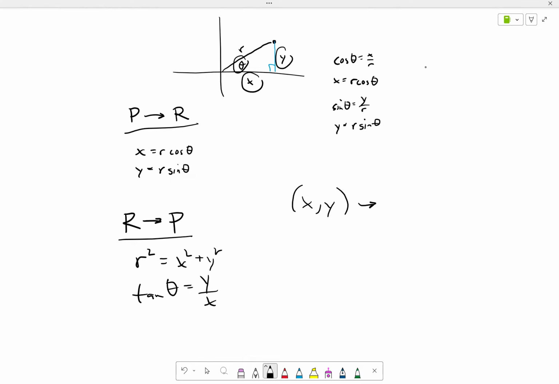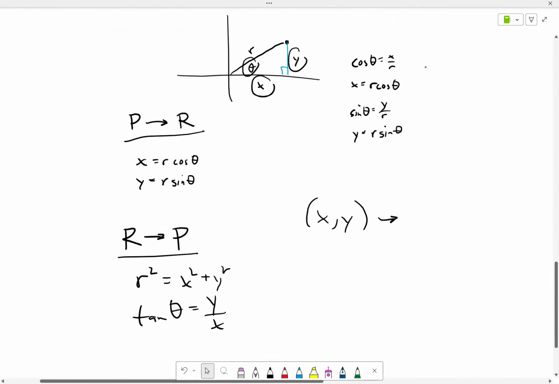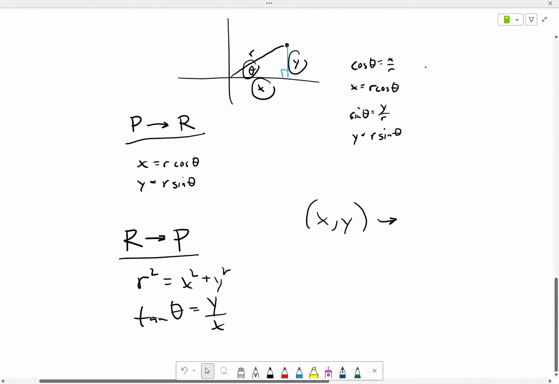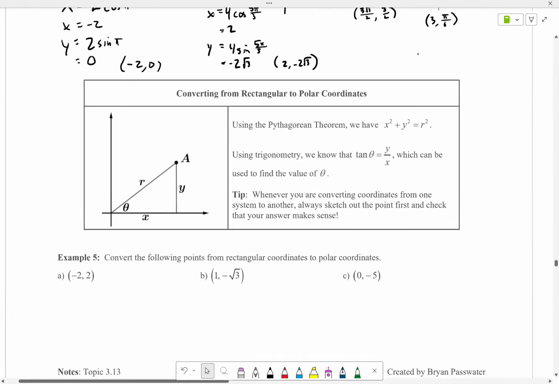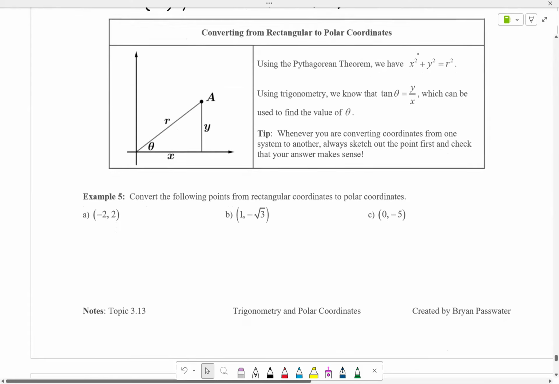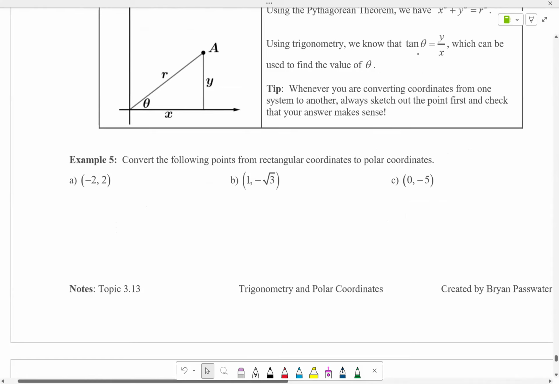Notice rectangular on the right side, rectangular on the left side. Okay, back to the packet. I'll let you copy that. But it is in the packet also. It is right here. Okay, so we're back to rectangular lab. Please change these to polar.